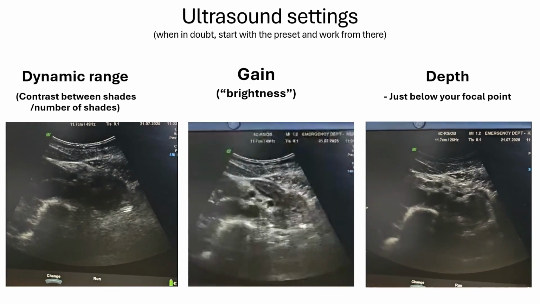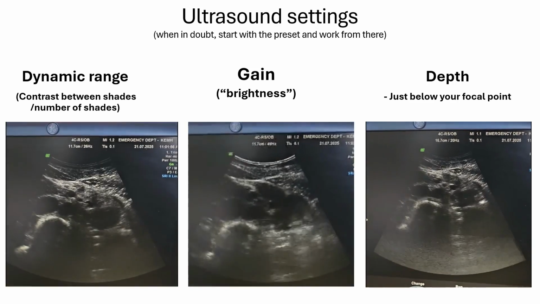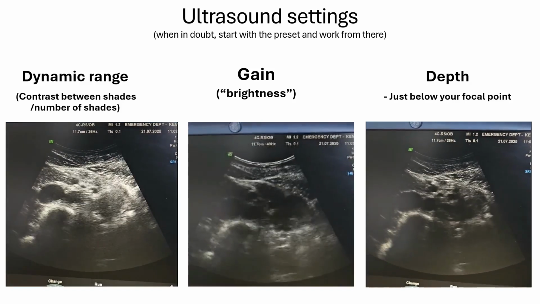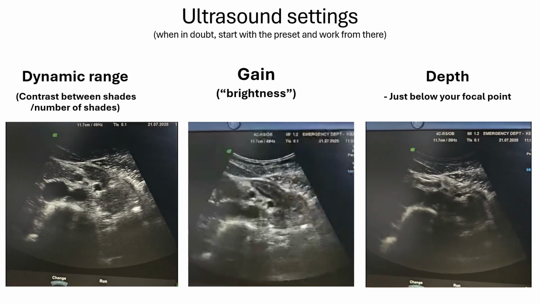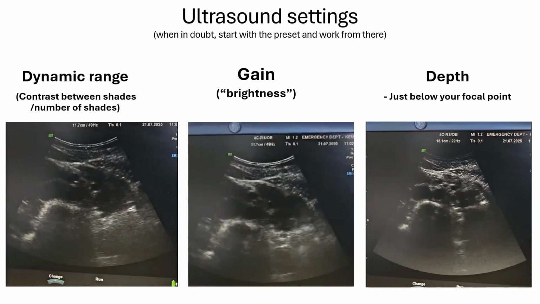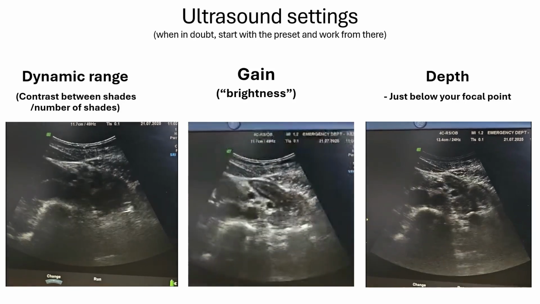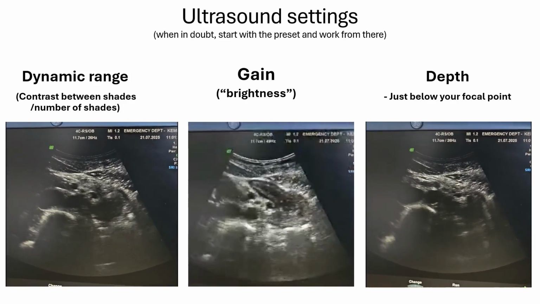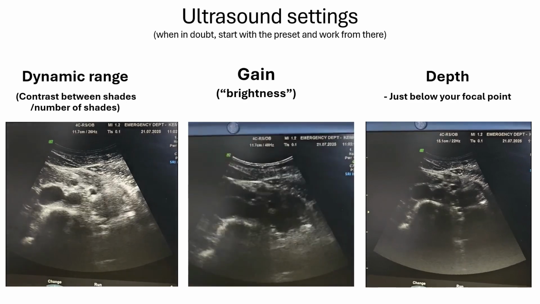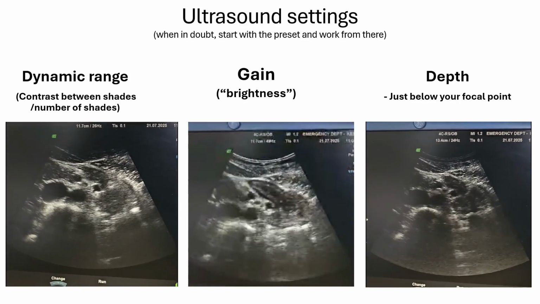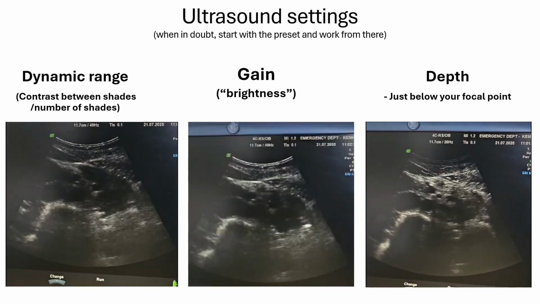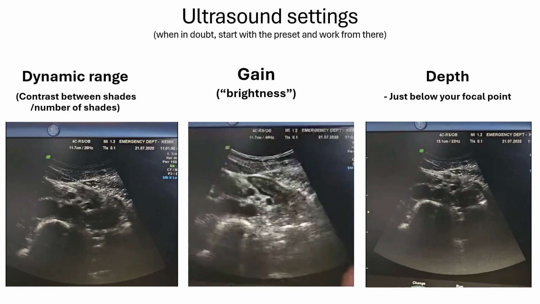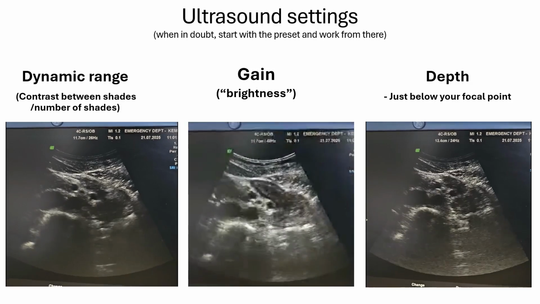Gain, simply put, is basically just the brightness of your image. Just like dynamic range, it's used to allow you to identify structures with more accuracy. You can overgain, in which case an image can appear washed out or too white, whereas having too little gain can mean that you can't distinguish between things like vessels, bone, fluid, and tissue. As mentioned, your depth should be just below your focal point, allowing you to capture as much of the image as possible without compromising on image quality.